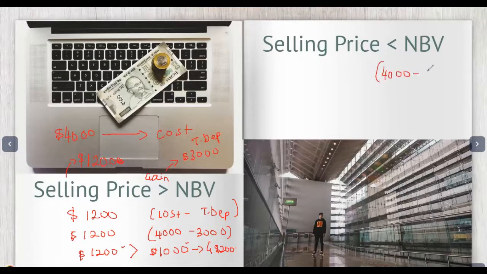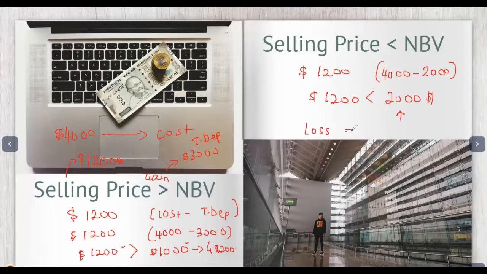But the depreciation till date has been $2,000. So we have depreciated the computer for $2,000, and then the selling price is still 1,200. Now what you get here is a net book value of 2,000, which is more than the selling price of 1,200. Now we can see the book value is higher than the selling price. So this shows that the company had made a loss on disposal of $800. Right, that's it. So this is how you actually calculate your gain and loss.